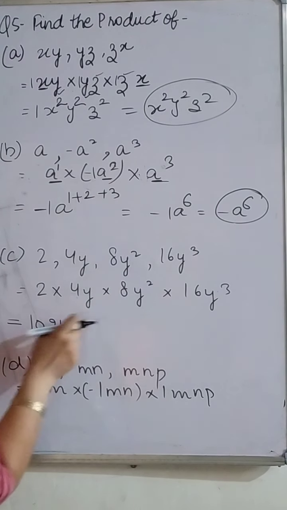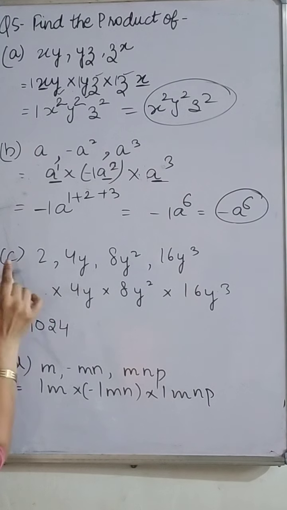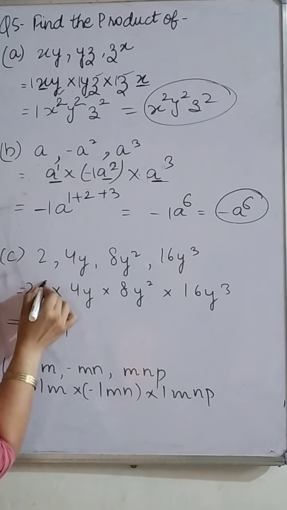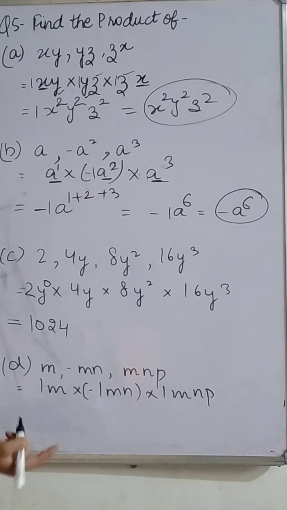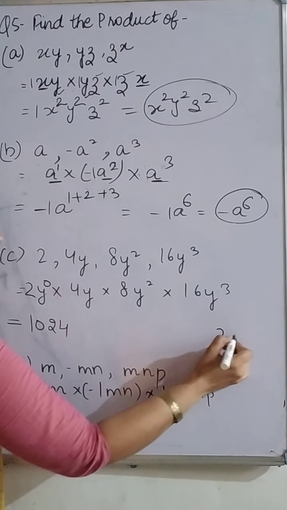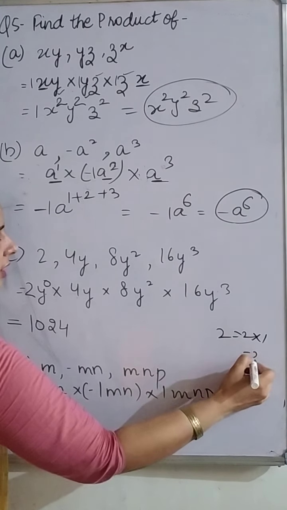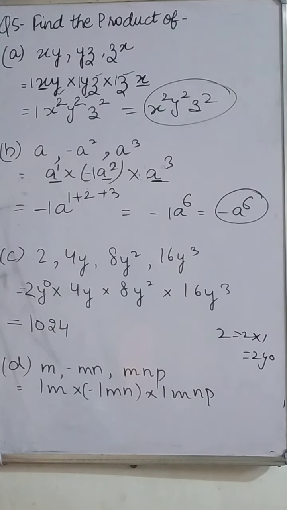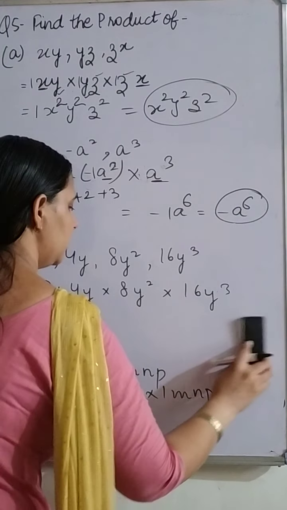Now multiply variables. See this, first term variable is not given. In next three terms variable is given, y. So we can write it as 2 into y raised to power 0. y raised to power 0 is 1. You can write 2 as 2 into 1 and 1 is y raised to power 0. If you don't write, then fine, no problem. Simply we can multiply.